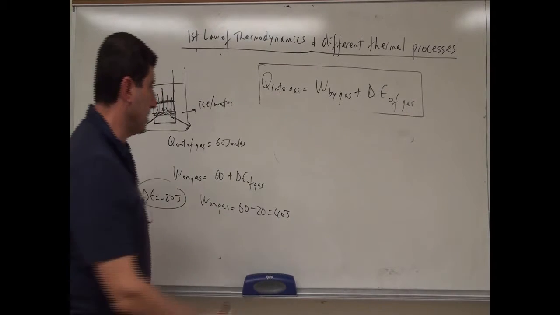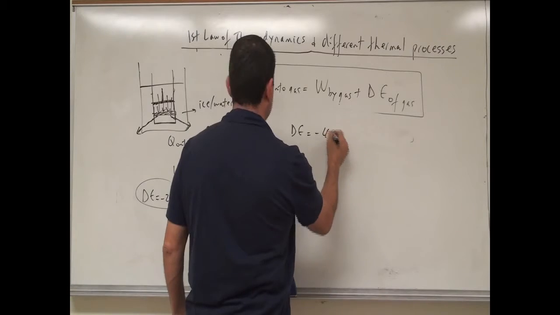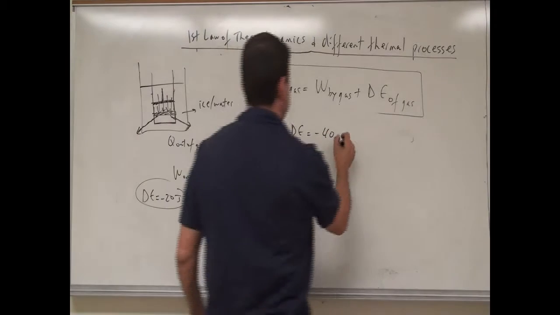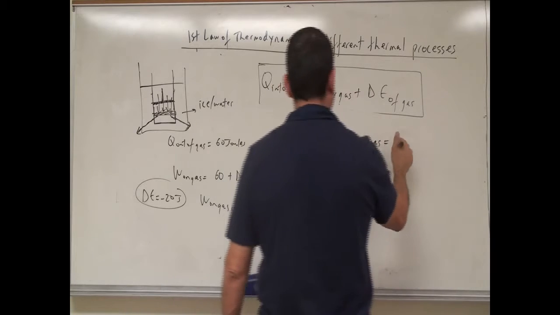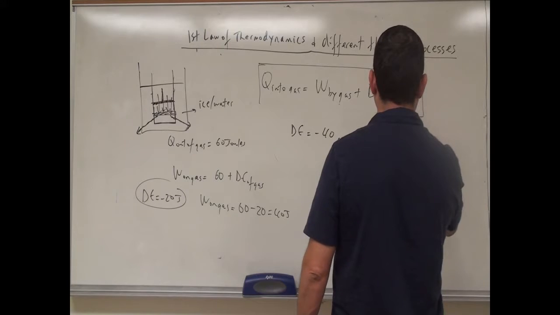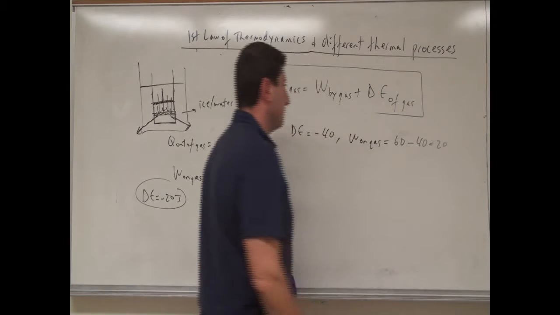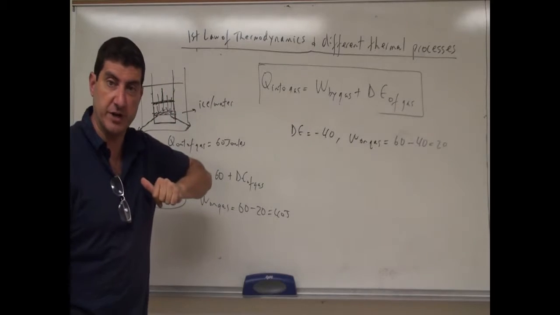How about if delta E was negative 40? So then you're going to have work on the gas is going to equal 60 minus 40, and then that's going to equal 20. What happens? Then the work on the gas is less. That means the piston doesn't go down as much, right?